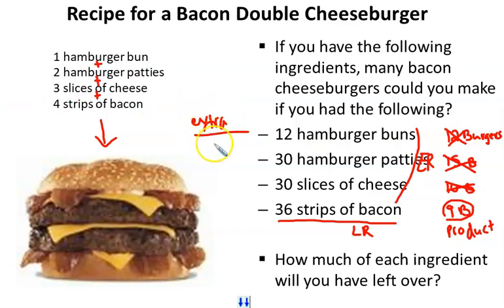So I'm going to have an extra, what did we say? I'm going to use 9 of them, so we're going to have 3 extra buns. Well, if I have 9 burgers being made, but I need 2 patties per, that's 18. So I'm going to have 12 patties left, because I'm going to use 18 of them.